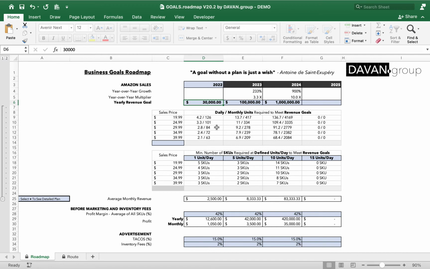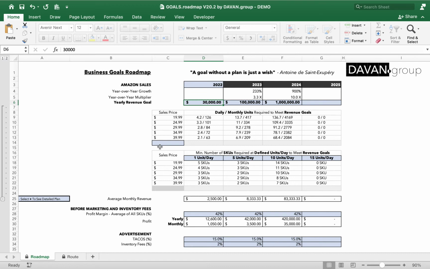very visibly. So we can see, even to make, let's say, $1 million, if I sell a product or several products at $29.99, I'm going to have to sell a total of 90 products a day, or 91 products a day, to make my $1 million a year.